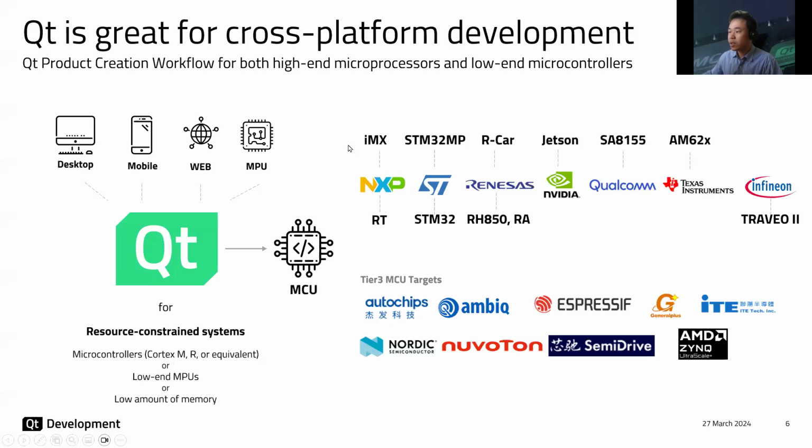For the MPU cores, you have the i.MX 8, 9 series, and so on. And also here, a lot of devices are already officially supported. And also the MCU cores, like the RT series, STM series, RH850, and also Traveo 2 devices here. You can use Qt Quick or the QML language to implement your UI on all those platforms. That means if you choose Qt, you are already in a very good position to do unified design across different hardware platforms.